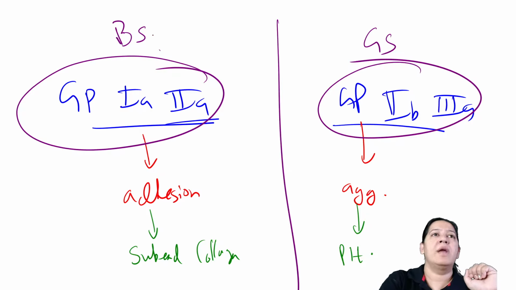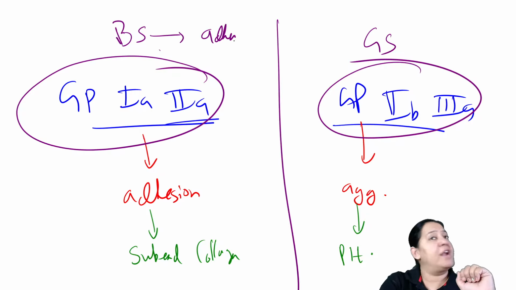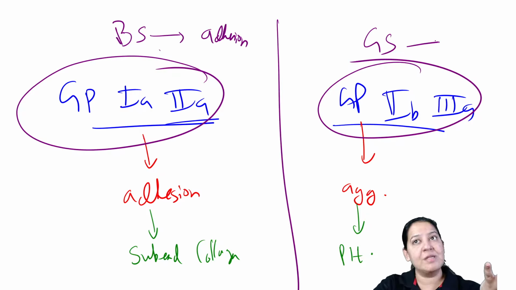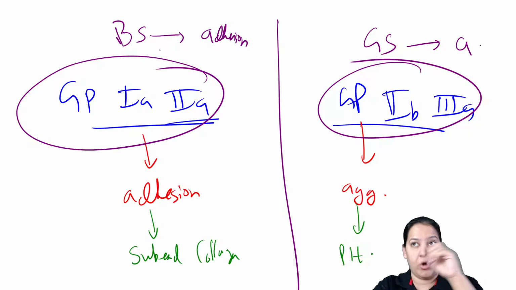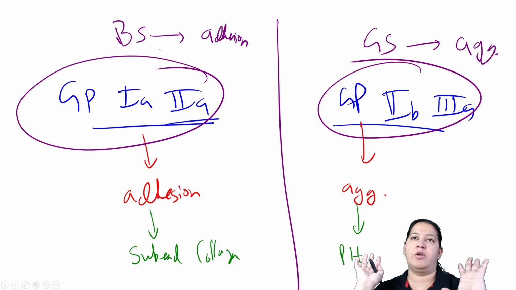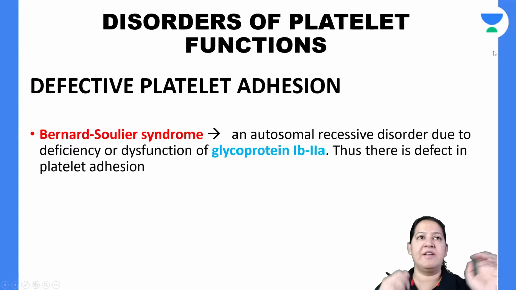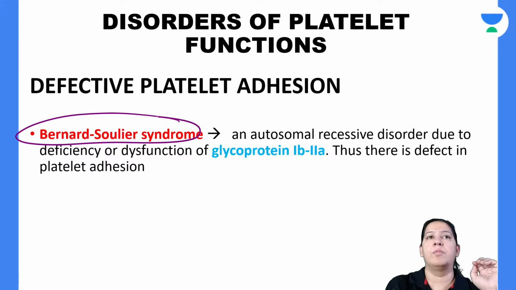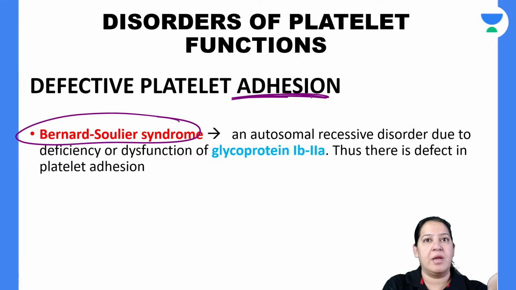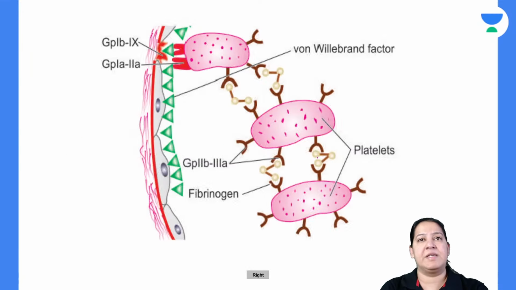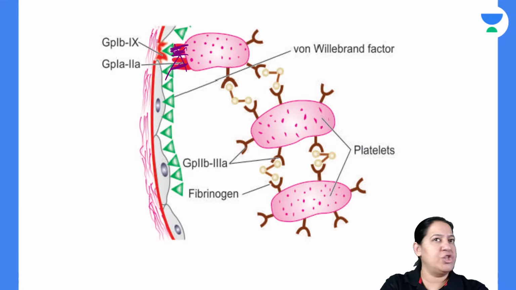So Bernard-Soulier is a defect of adhesion. Adhesion does not take place. And Glanzmann syndrome is a disease or defect of aggregation. Here aggregation does not take place. I cannot simplify more than this, right? So these are the defects. You can see Bernard-Soulier syndrome. It is a defect in adhesion because the receptor 1A, 2A is absent. The red receptors are absent here, so adhesion does not take place.